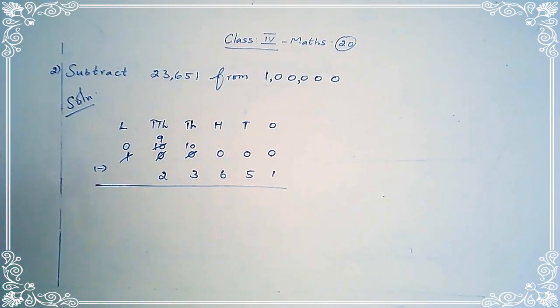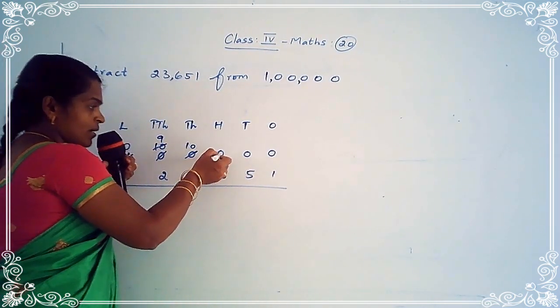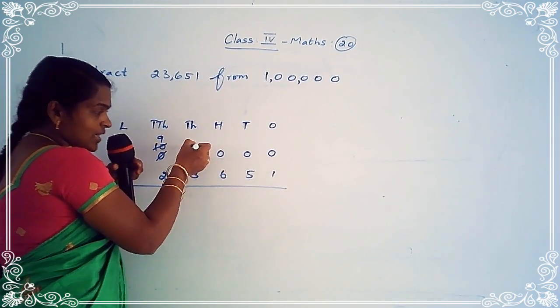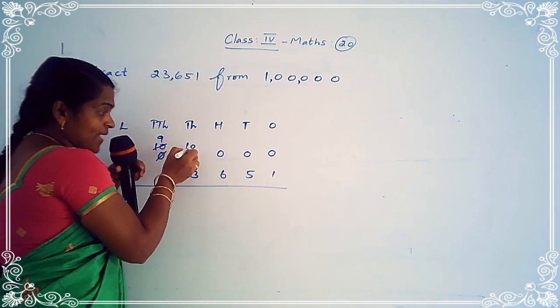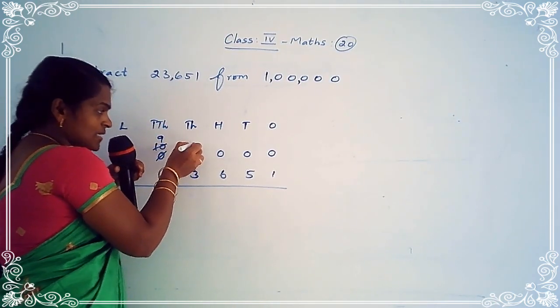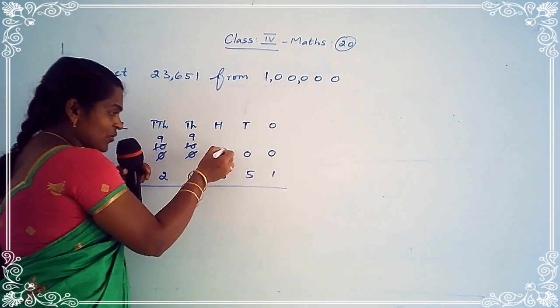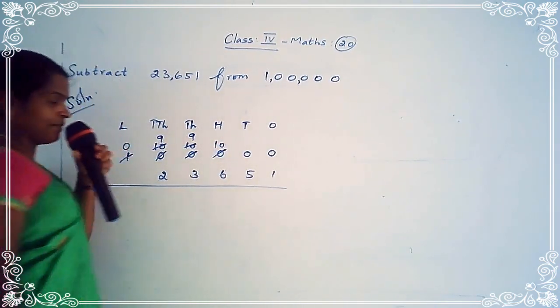Okay children? Yes. Now here the hundreds place has 0, so you go to the next place, the thousands place, to borrow. Here the thousands place has 10, so 10 becomes 9. Here 0 is there, so 0 becomes 10.